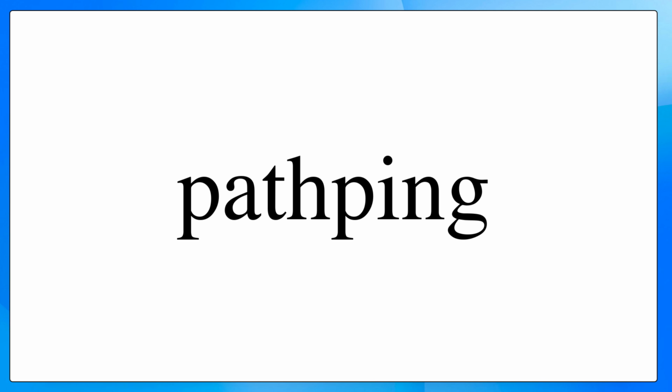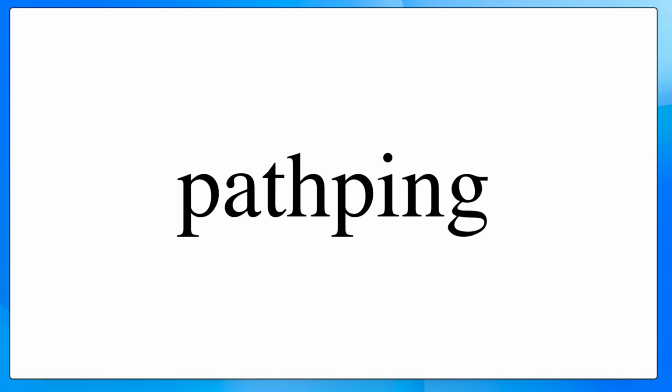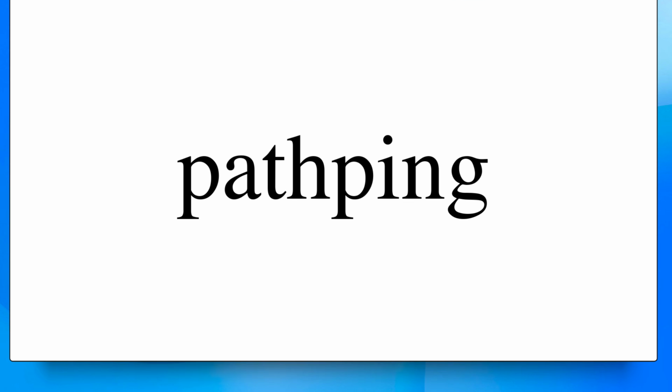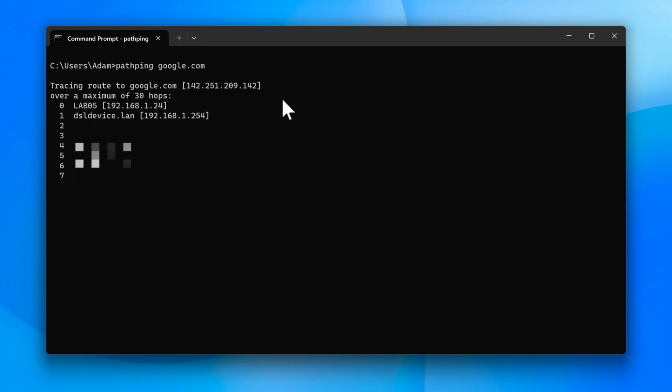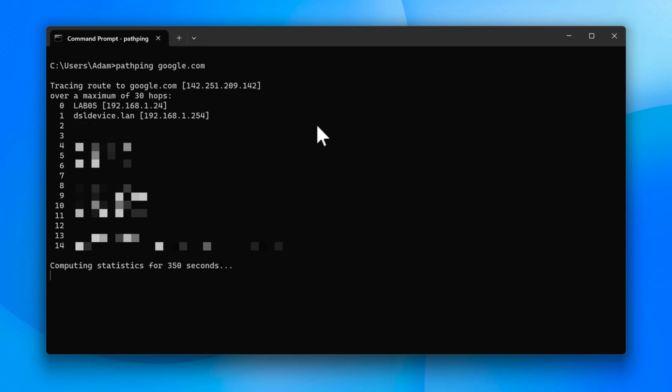Pathping combines the functionality of ping and tracert into a single comprehensive analysis and goes further than both by measuring packet loss at each hop, not just latency. pathping google.com runs a two-phase analysis. First, it maps the route like tracert. Then, it sends 100 packets to each hop and reports the percentage of packets lost at each one.